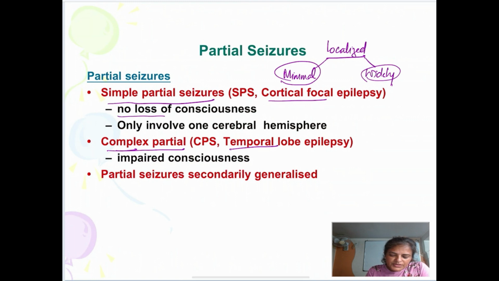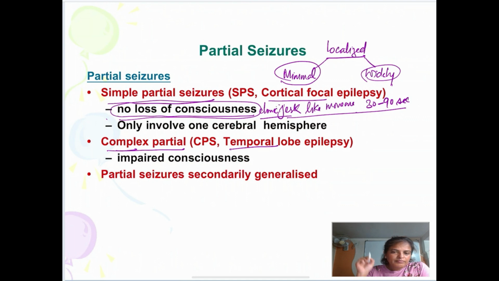So in simple partial seizure, there is just a simple clonic jerk-like movement, which lasts for 30 to 90 seconds, but there will be no loss of consciousness. The patient will remember everything, and will describe whatever has happened to him.